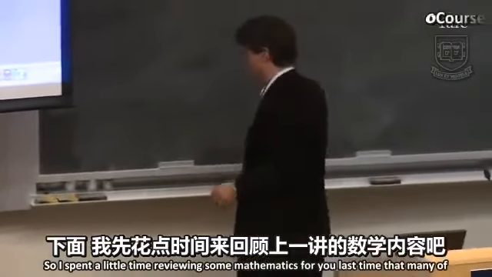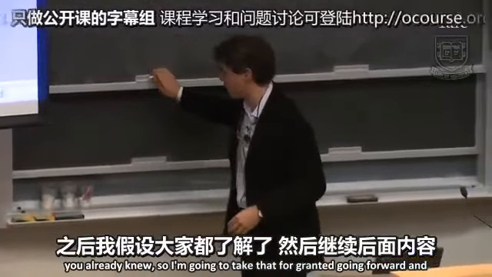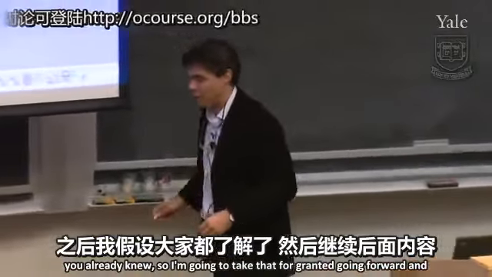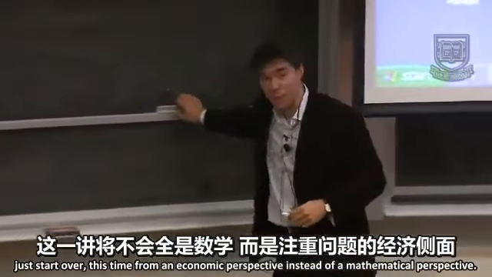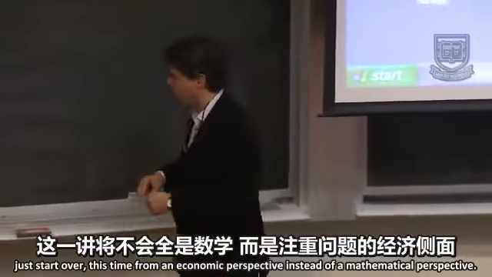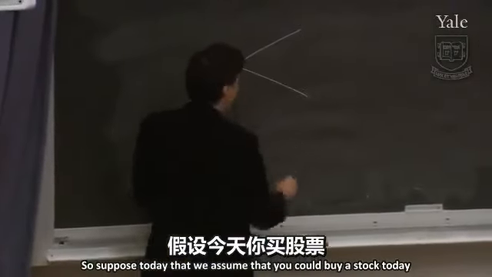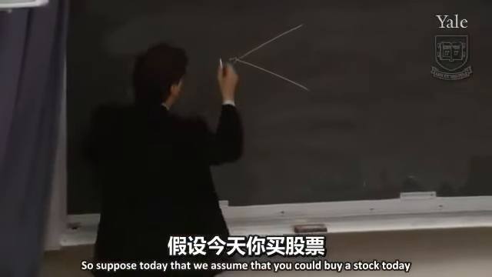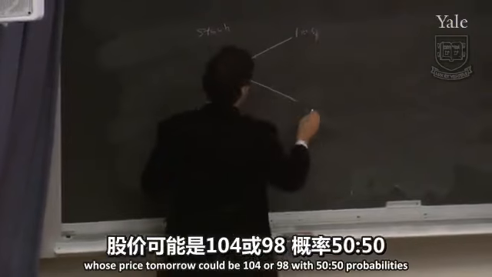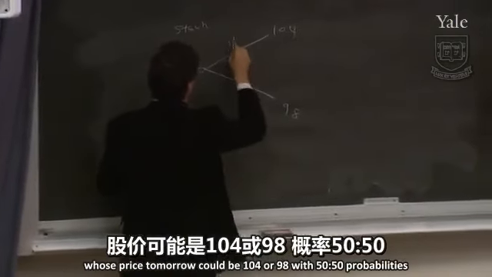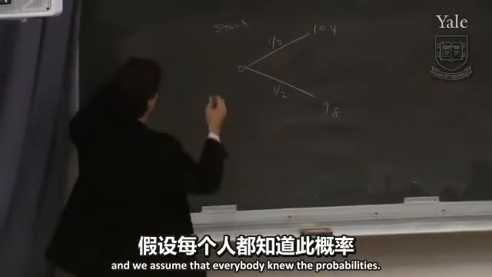So I spent a little time reviewing some mathematics for you last time that many of you already knew. So I'm going to take that for granted going forward and just start over, this time from an economic perspective instead of a mathematical perspective. So suppose today that you could buy a stock whose price tomorrow could be 104 or 98 with 50-50 probabilities.